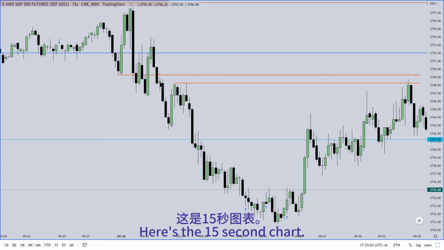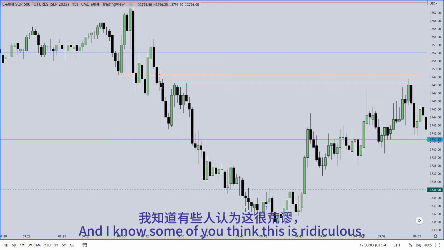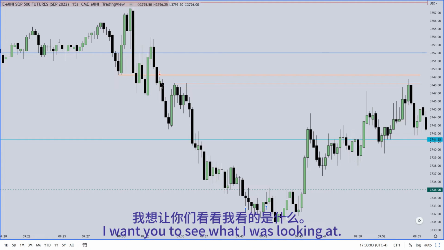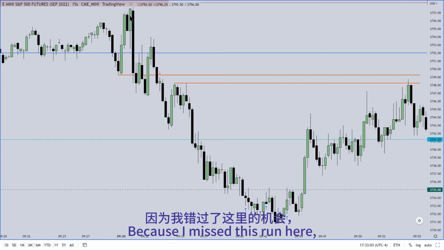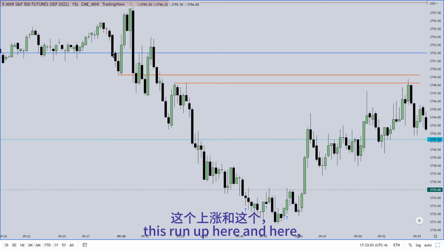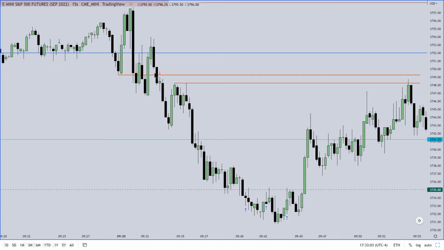There's the 15-second chart. And I know some of you think this is ridiculous. Like, why am I using this? I want you to see what I was looking at. Because I missed this run here, it ran buy side. So this run up here and here, that's a breaker. Okay. I also saw this as a breaker.